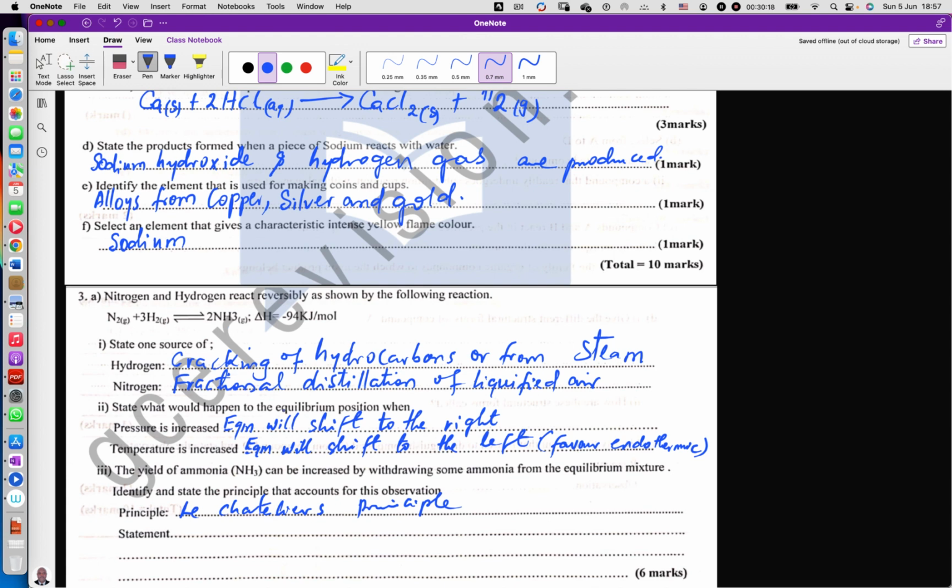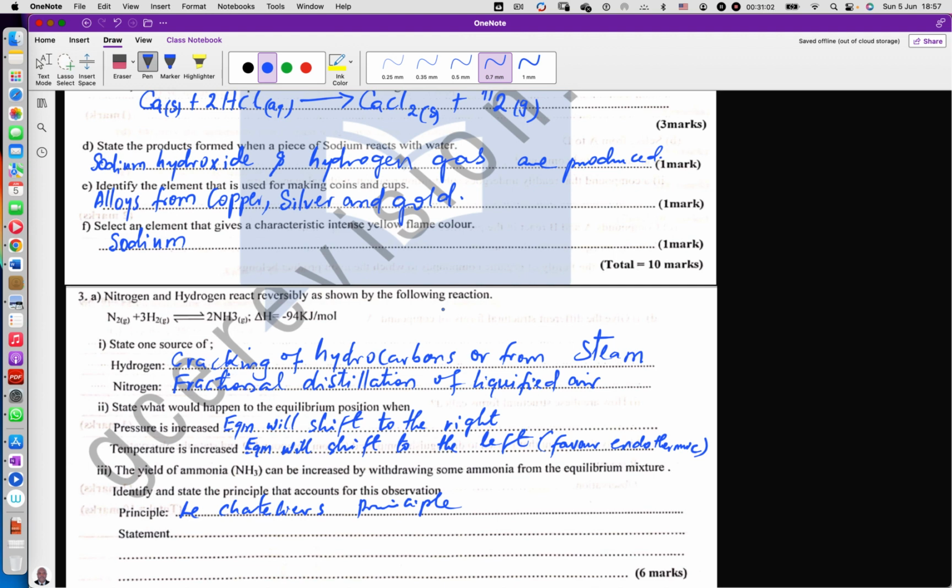And by doing that, the equilibrium will do what? The equilibrium will shift to the region of low number of moles. Now, on the right, we have 2 moles. On the left, we have 4. So increasing the pressure will shift the equilibrium to the direction where there are fewer gaseous moles. So the equilibrium will shift to the right. And when the equilibrium shifts to the right, it helps to decrease the pressure.